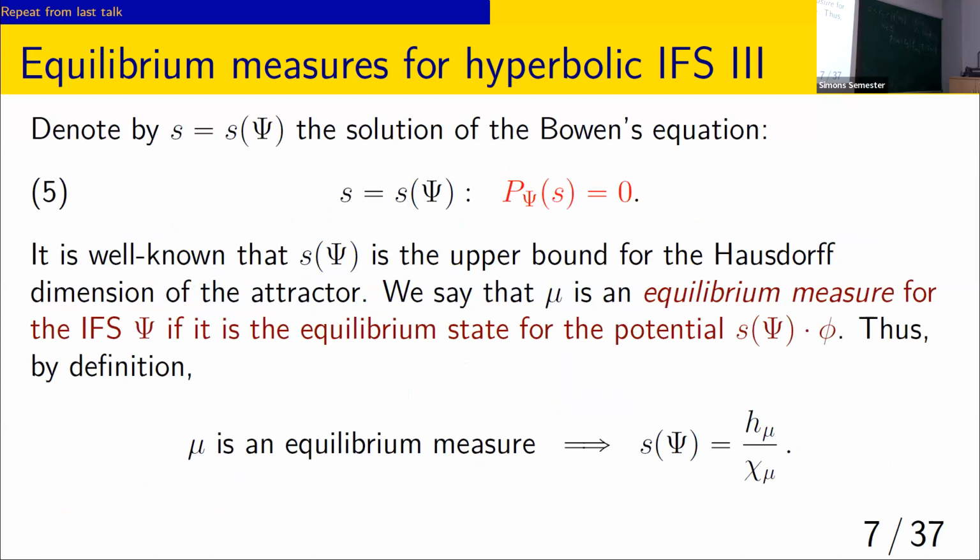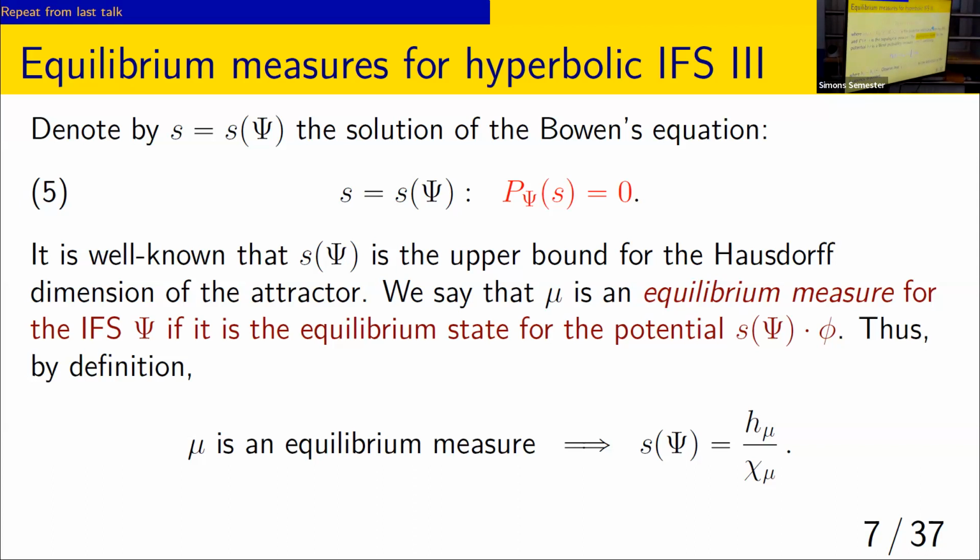Now, what is the good T? The good choice of T, because I just said that this is an equilibrium state for the potential T times phi. But what is the good choice for T? The good choice for T is the T which is actually called s, which solves Bowen's equation, for which the pressure function is zero. And when we choose this right potential, the previous T is actually this s.